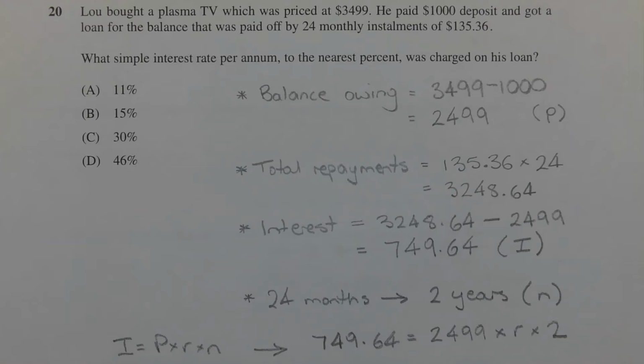So to work out the value of the interest that's been added, we take the value of the total repayments, so that's $3,248.64, and we take away from that the value of the principal or the balance owing, which is $2,499. And that equals $749.64. And that's represented by capital I, which represents the value of the interest that's paid.